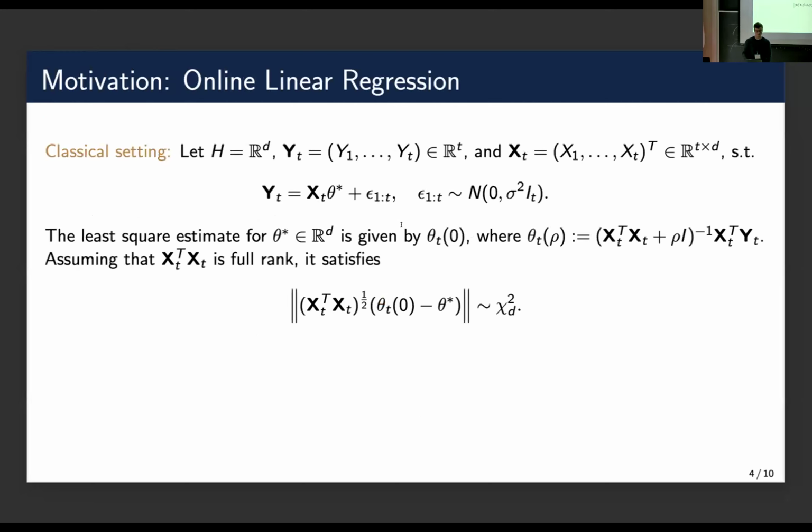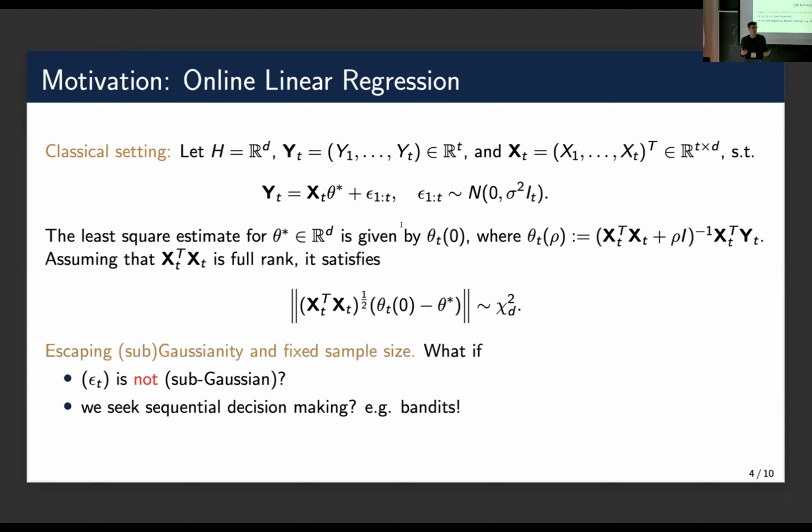Okay, so now let me give you some motivation. Let's explore the classical setting, classical linear regression, where our Hilbert space is actually R^d, and we have a set of y's and x's such that y depends linearly on x plus a Gaussian noise. Turns out that in this case, we can conduct inference on the least squares estimate by multiplying it times X^T X to the 1/2, and if we take the norm of that, that's going to behave like a chi-square distribution. Now the question is, okay, what happens if our noises are not Gaussian or are not sub-Gaussian?